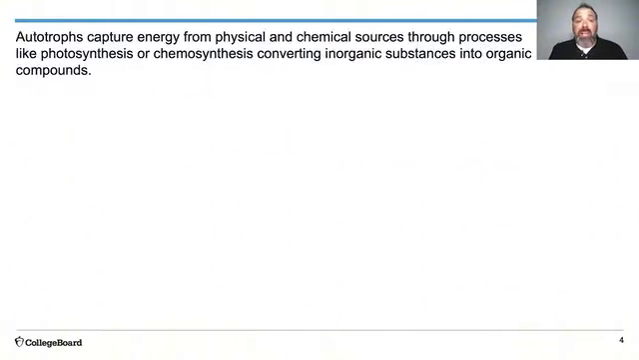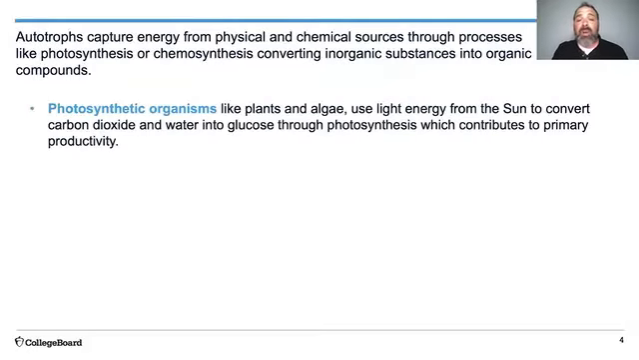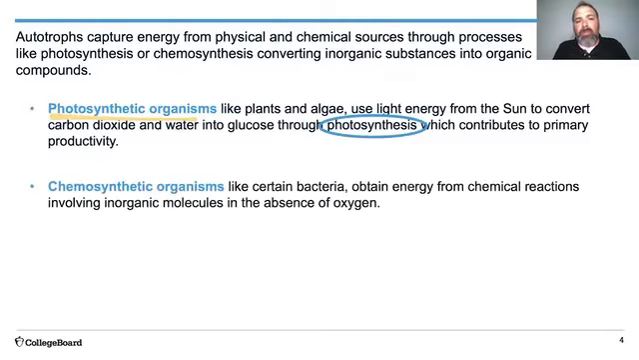So autotrophs capture energy from physical and chemical sources through processes like photosynthesis or chemosynthesis, which converts inorganic substances into organic compounds. So photosynthetic organisms like plants and algae use sunlight to convert carbon dioxide and water into glucose through photosynthesis, which contributes to primary productivity. You've talked about photosynthesis back in Unit 3, but again, think about those photosynthetic organisms. They're using that sunlight to convert carbon dioxide and water to glucose.